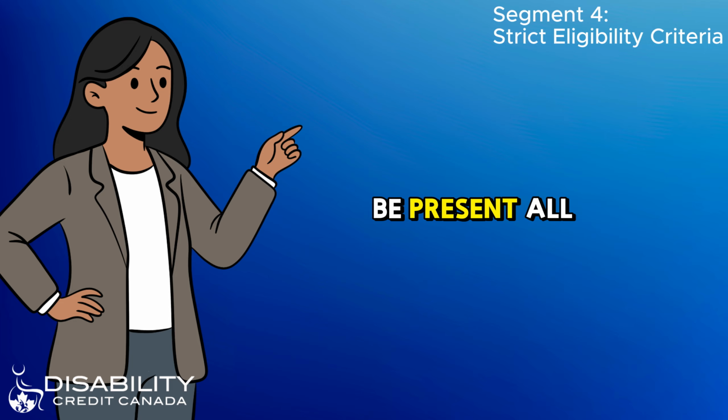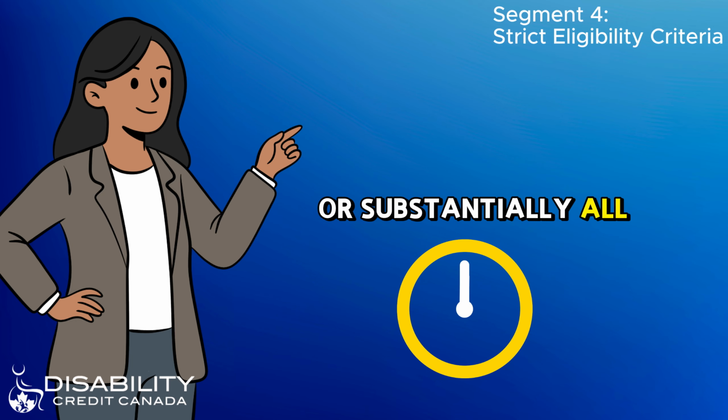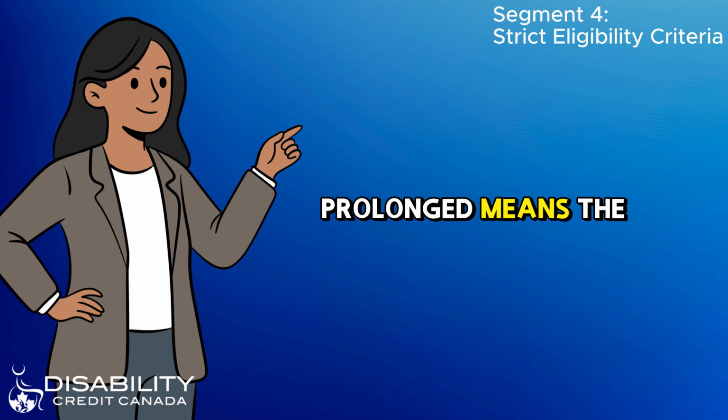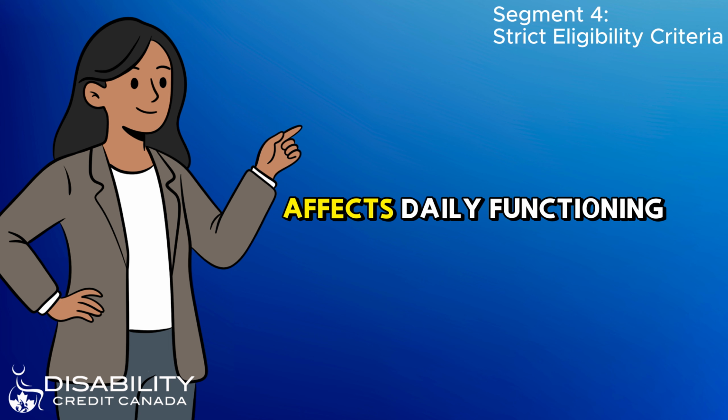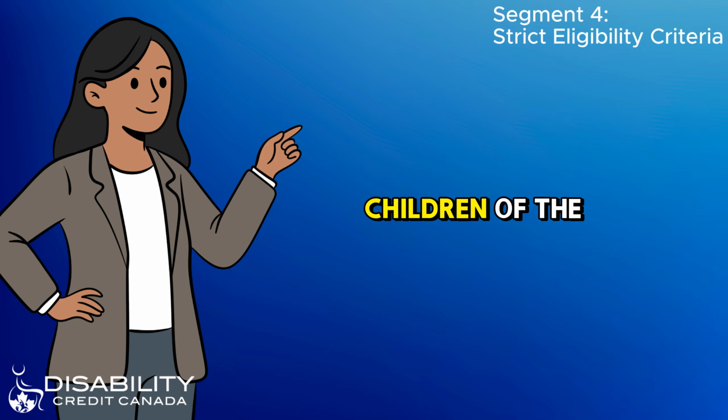The impairment must be present all or substantially all of the time. Prolonged means the condition has lasted or is expected to last for at least 12 consecutive months. The CRA evaluates how the impairment affects daily functioning compared with other children of the same age.